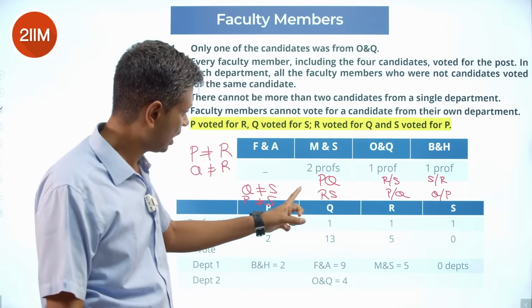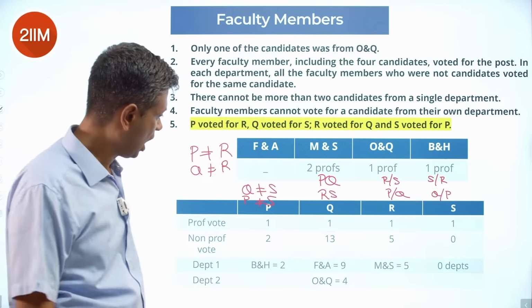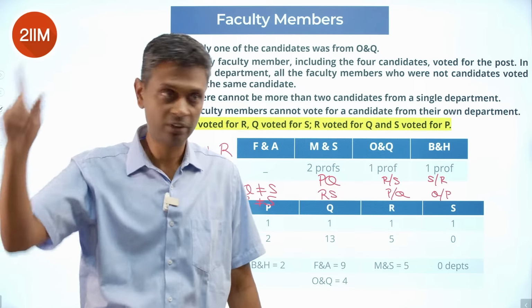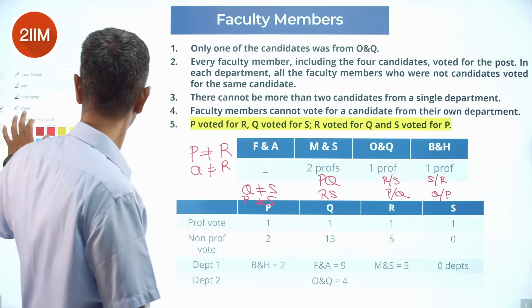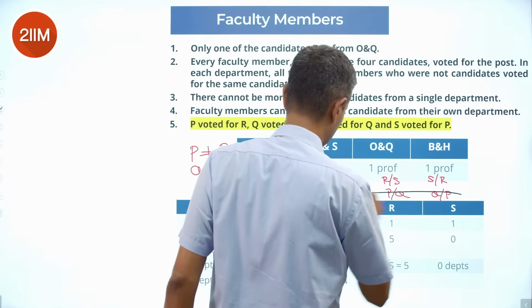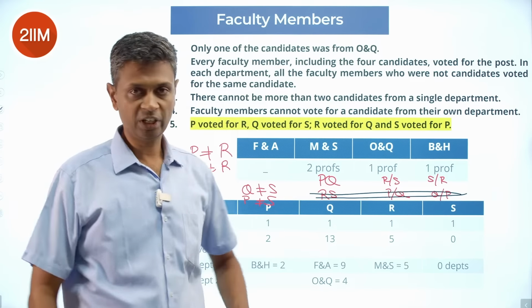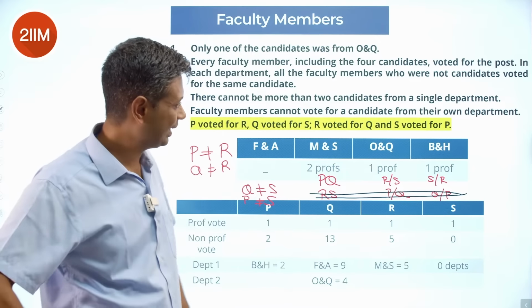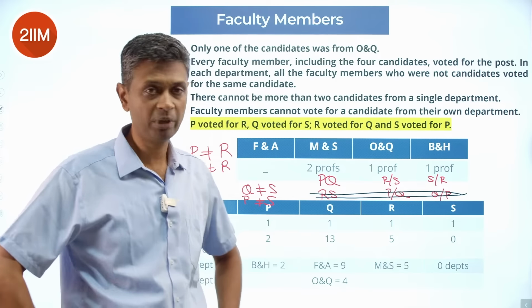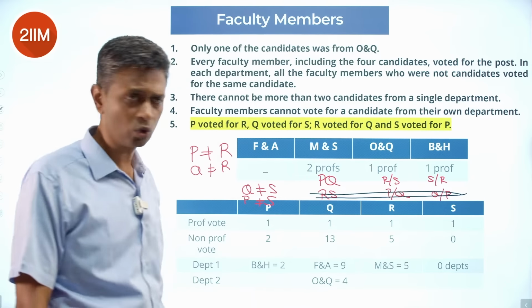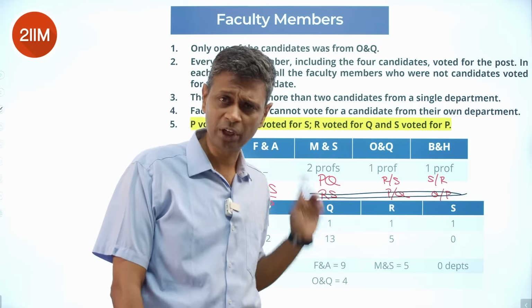This scenario, R and S both from M and S, R gets the M and S votes. So R could not be from MNS. So this is ruled out. So we have PQ sitting in MNS, both of them, and then R and S in O and Q and B and H, but that could be either way. R could be in O and Q getting MNS votes, or B and H getting MNS votes.